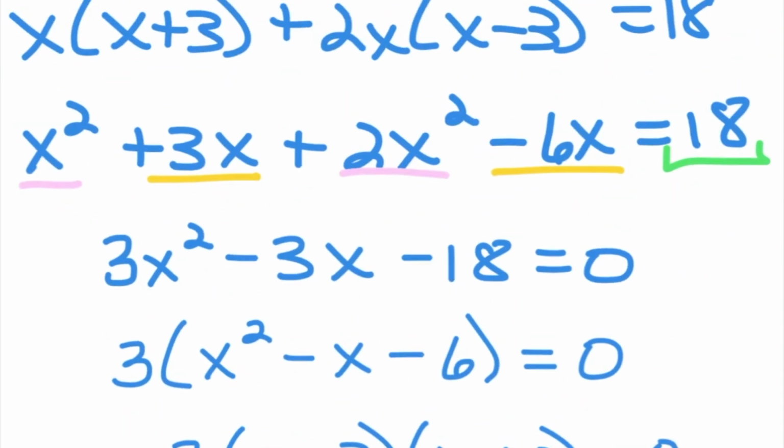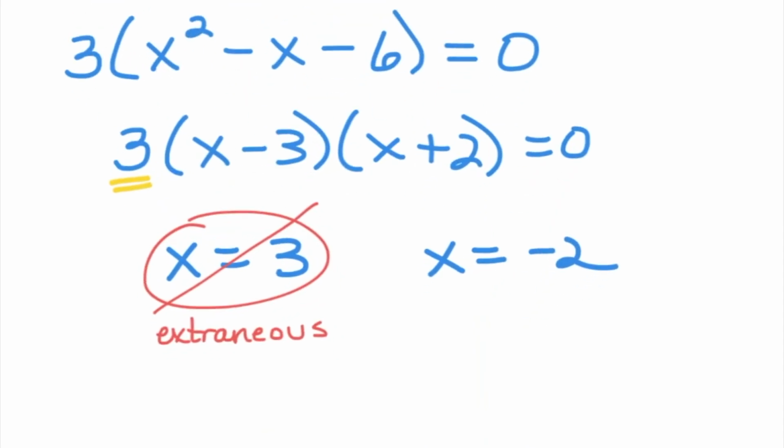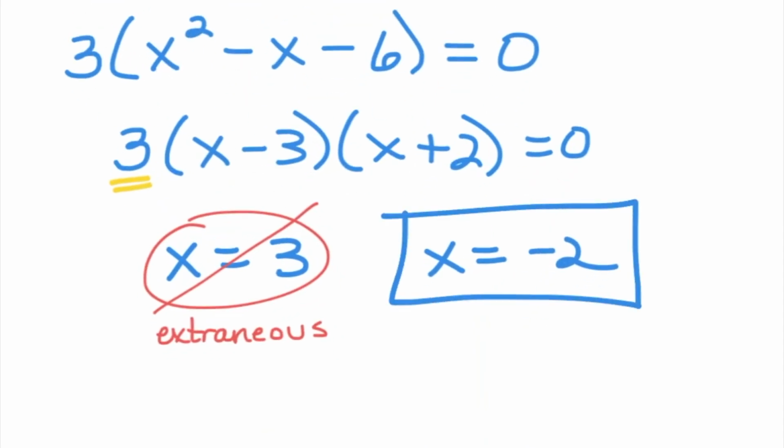And then do the same thing with the negative 2. Negative 2 minus 3 would be negative 5. Negative 2 plus 3 is positive 1. Negative 2 squared is 4. Minus 9 is negative 5. All three of those are non-zero. So negative 2 is a good solution. That's good, and that's the only solution to this problem.